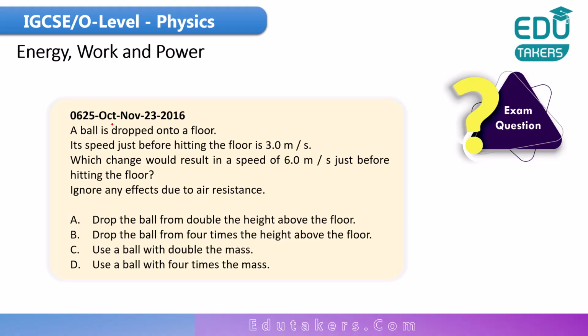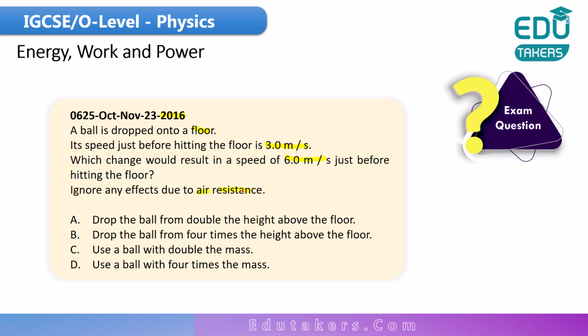Here is the exam question that appeared in October-November 2016. Let's see the statement. A ball is dropped onto a floor. Its speed just before hitting the floor is 3.0 meters per second. Which change would result in the speed of 6.0 meters per second just before it hits the ground? Ignore any effect due to air resistance.